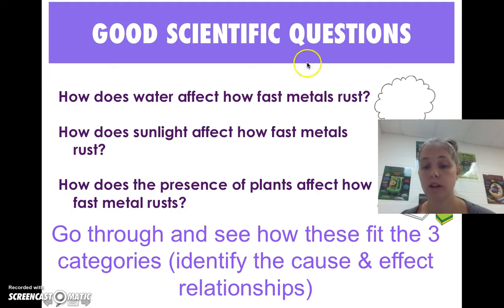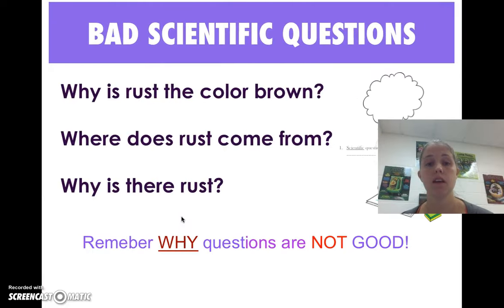They are all really good, probably scientific questions that could be spurred on by the observations we made about the bike. Now, bad scientific questions. Why is rust the color brown? Remember, why is not a good scientific indicator because I can't test why. Why is more about the knowledge that you have rather than testing to learn new knowledge.